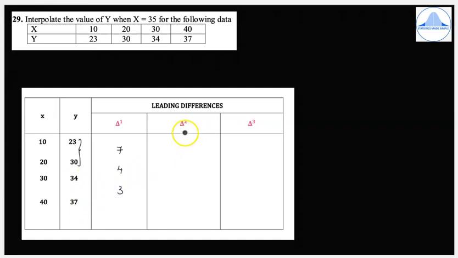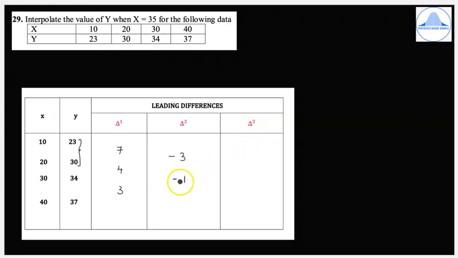Now let us find delta square. Proceed in a similar manner. So 4 minus 7 will give us minus 3, which you write in between 7 and 4. Similarly, 3 minus 4 will give us minus 1. Next, we have delta cubed.